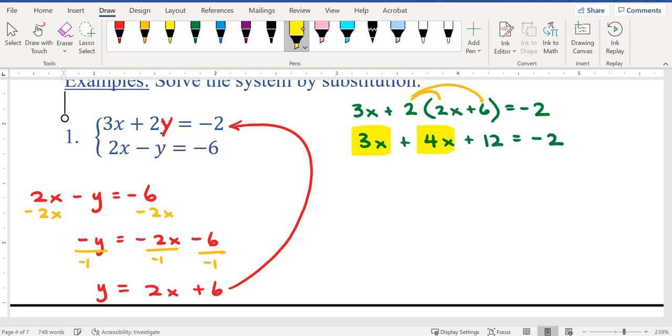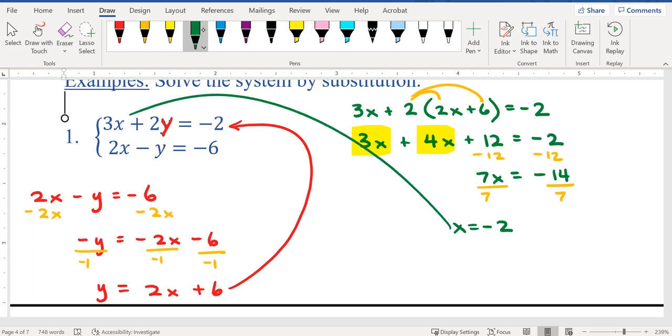If I combine like terms, 3x plus 4x is 7x, and then I want to subtract 12 from both sides. I get 7x equals -14. I'm going to scoot that 7x over just a bit. 7x equals -14. Dividing both sides by 7 results in x equals -2. Okay, now you have x. You're halfway finished. You need to go solve for y.